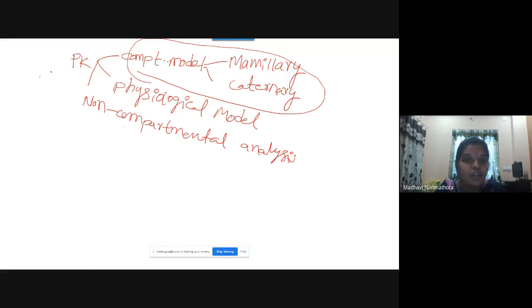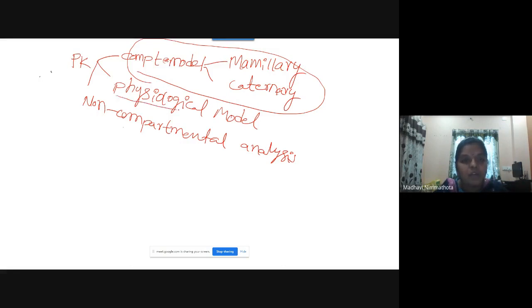So what we learned in the compartment model is that your body is assumed as a compartment, consisting of a large number of organs or tissues. You can assume a single organ or tissue as a peripheral compartment. There is a movement of the drug from the central to the peripheral compartment. One more important point: the compartments may be arranged either in parallel or in series. That much we learned in mammillary and catenary models.